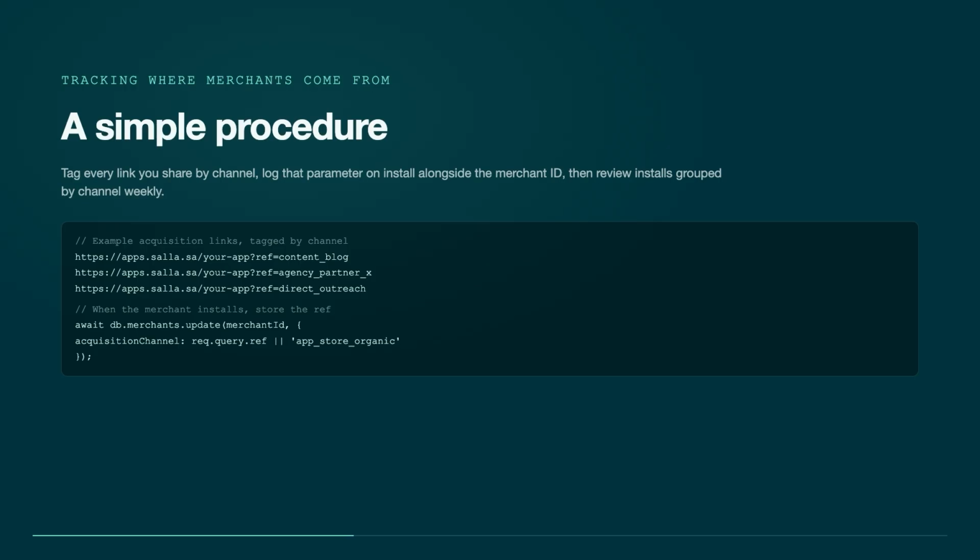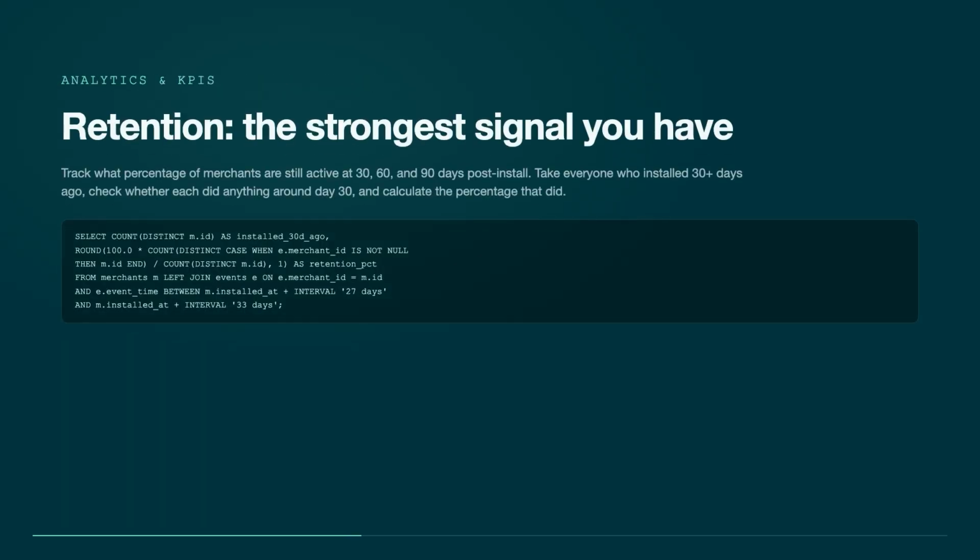Once merchants are installing, watch retention. Track what percentage are still active at 30, 60, and 90 days post-install, usually the strongest signal of whether your app delivers real ongoing value. In plain terms, take everyone who installed 30 or more days ago, check whether each did anything in your app around day 30, and calculate what percentage did. Run the same check at 60 and 90 days for the full picture.